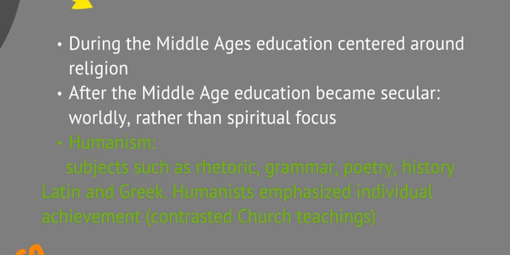During this time we see humanism come about, and humanism is just subjects like rhetoric and grammar, poetry, history, Latin, and Greek. Now humanists pretty much went against what the Christian church was emphasizing or teaching. Humanists emphasized individual achievement, and that contrasted with the church.